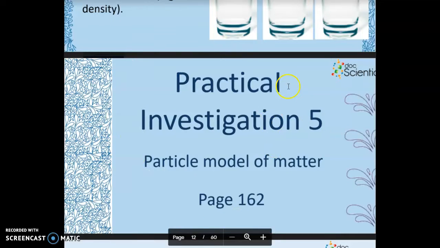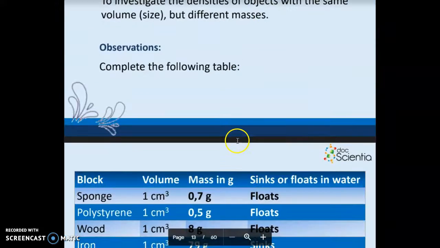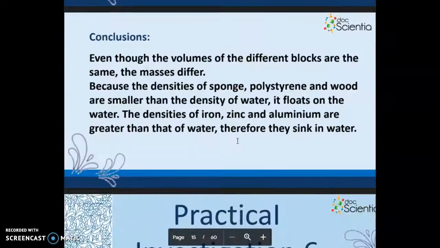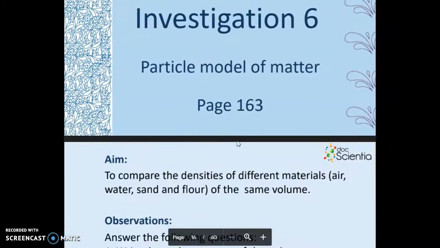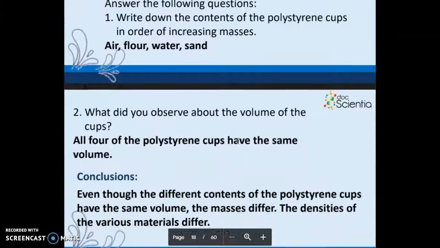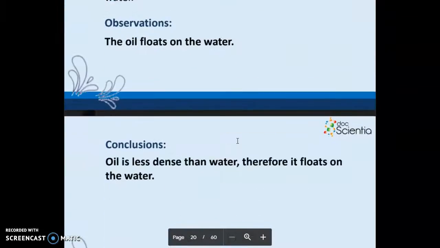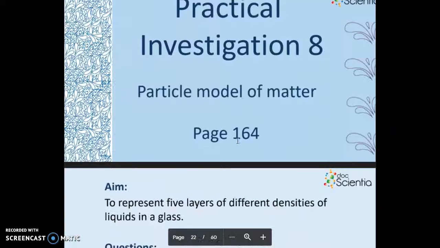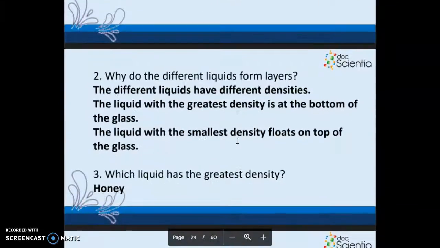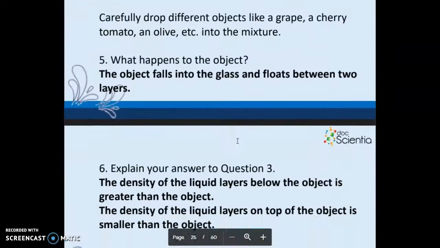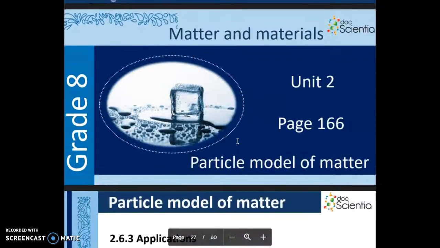I would advise that you just read through the practical investigations on pages 162, just to get a good idea, because the teacher might ask a random question. So just go through all these investigations. It might help you in the exam.